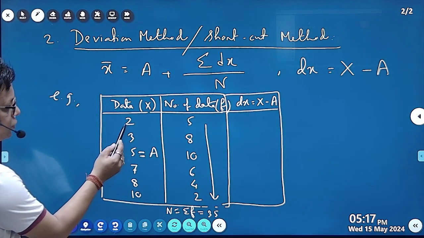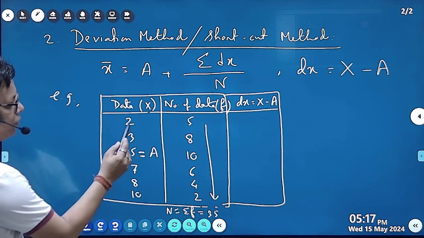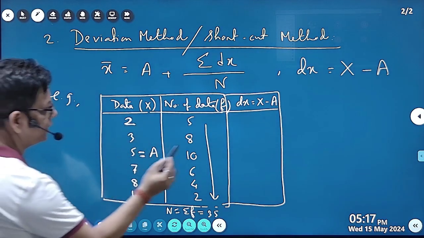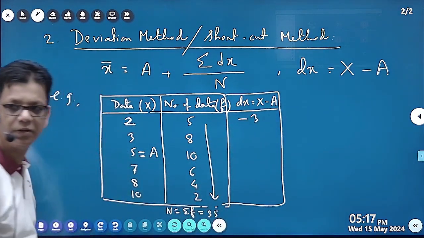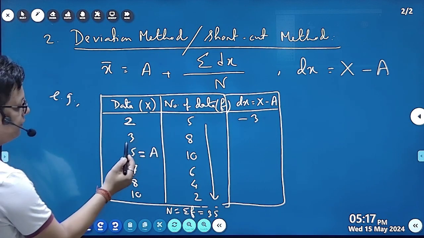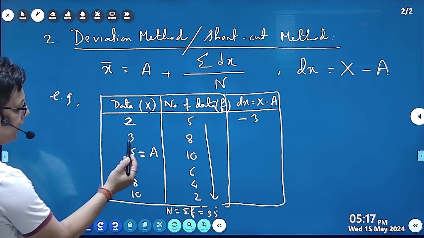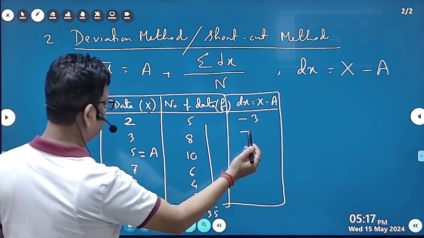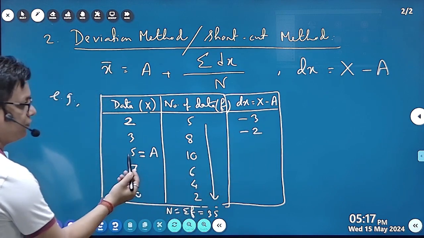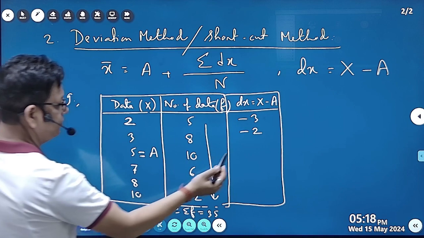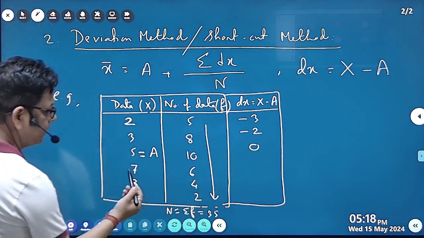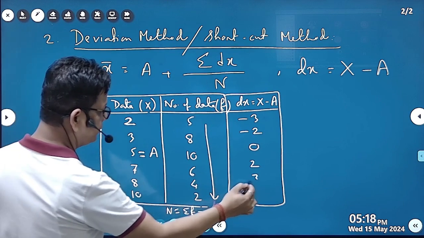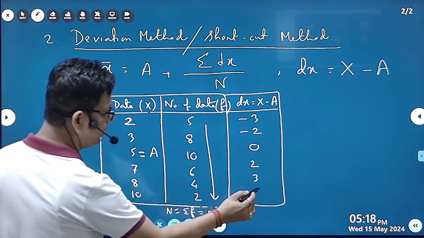So this x is 2. A is 5. Row wise. So x is 2, a is 5, so 2 minus 5, it will be minus 3. Then x minus a every time. So this is 3, a is 5, so 3 minus 5 is minus 2. This is your 5, x is 5, a is also 5, so 0. 7 minus 5 will be 2, 8 minus 5 will be 3, and 10 minus 5 will be 5.